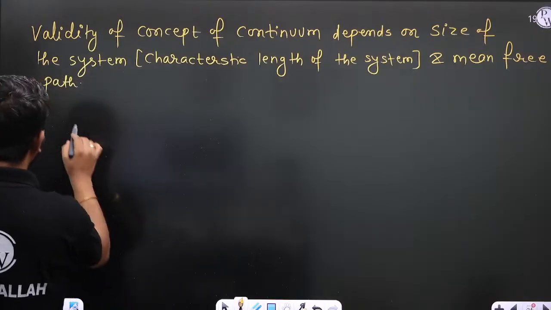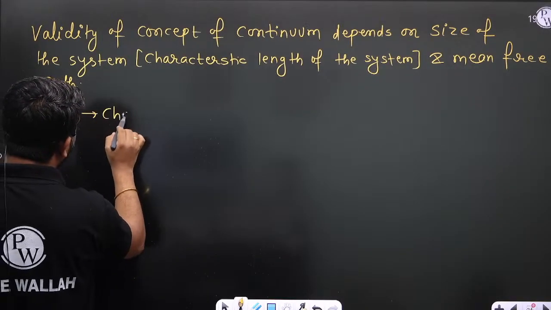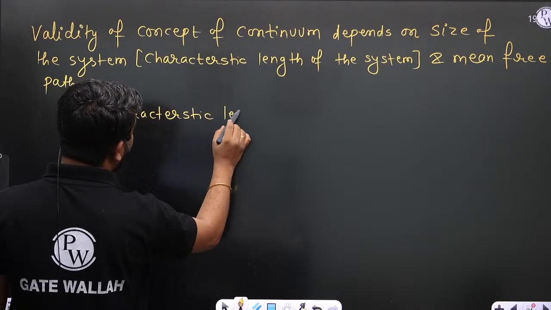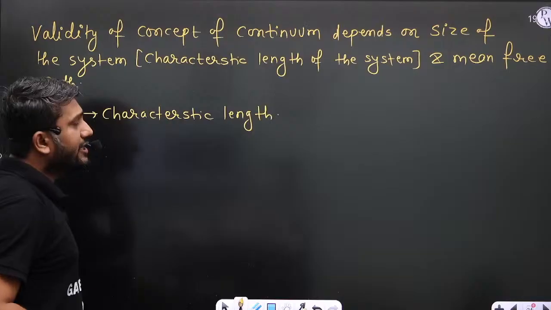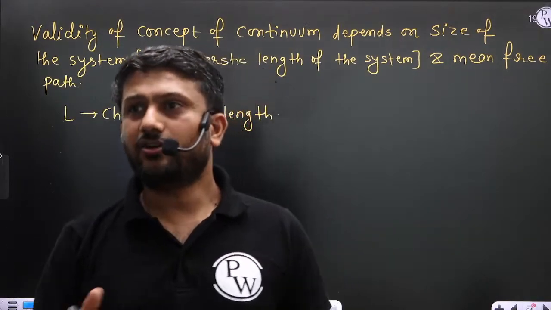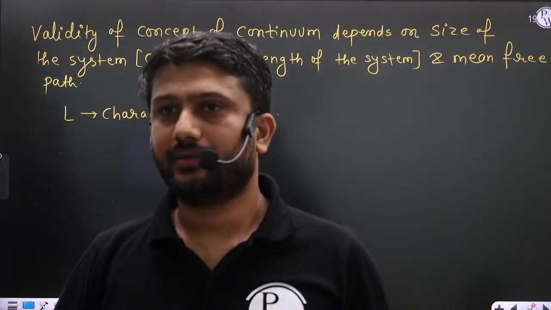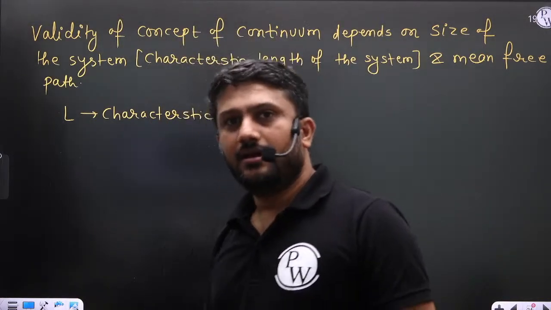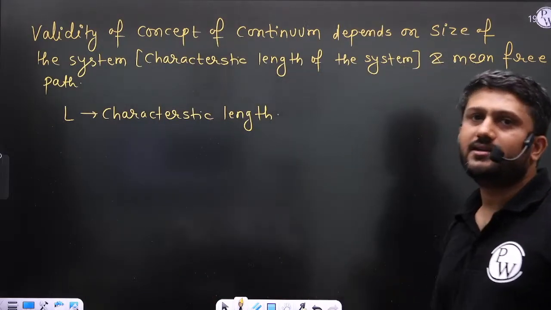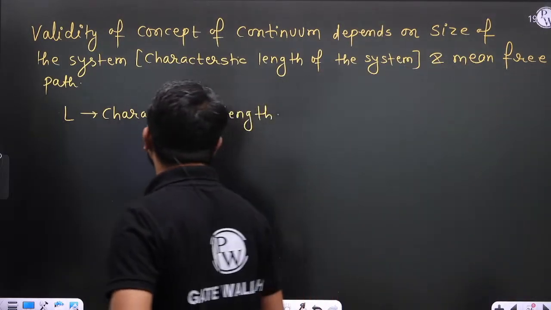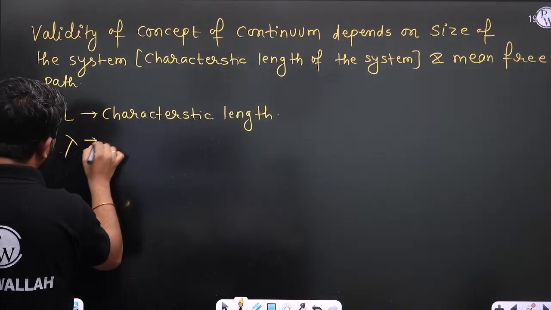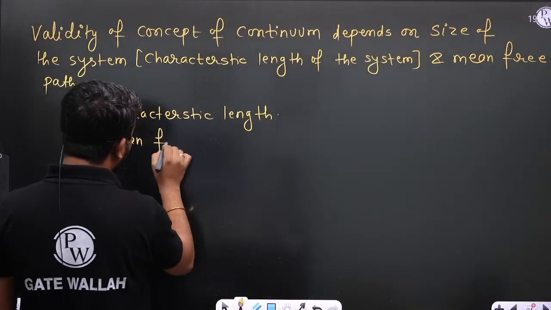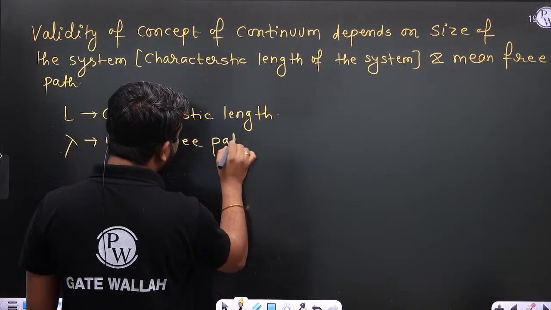Right? So let us consider L is the characteristic length. Characteristic length means it represents the size of the system. So L is the characteristic length. And what is lambda, or what is the mean free path? The mean free path is denoted by lambda.